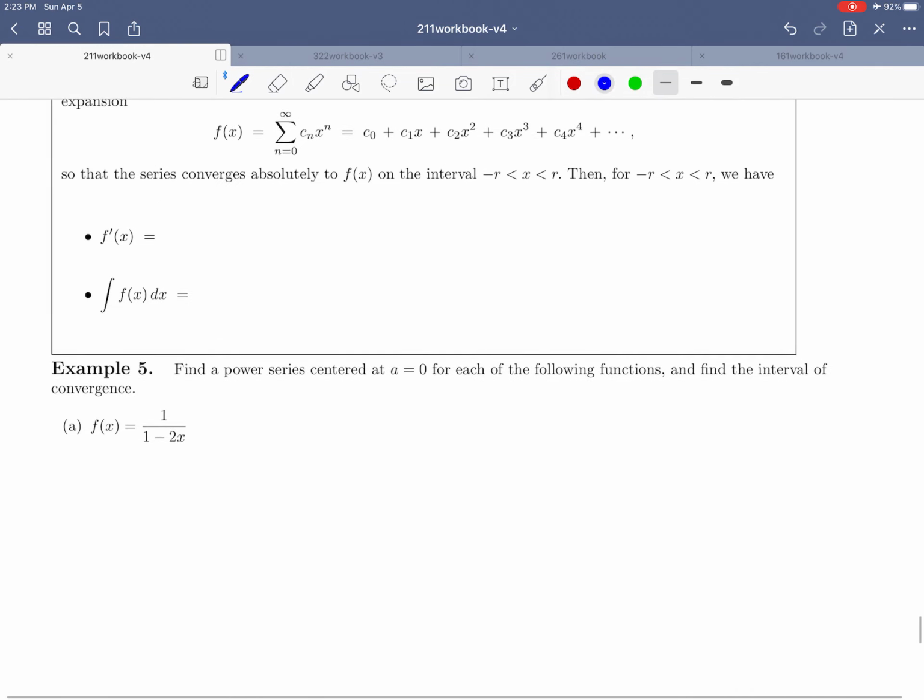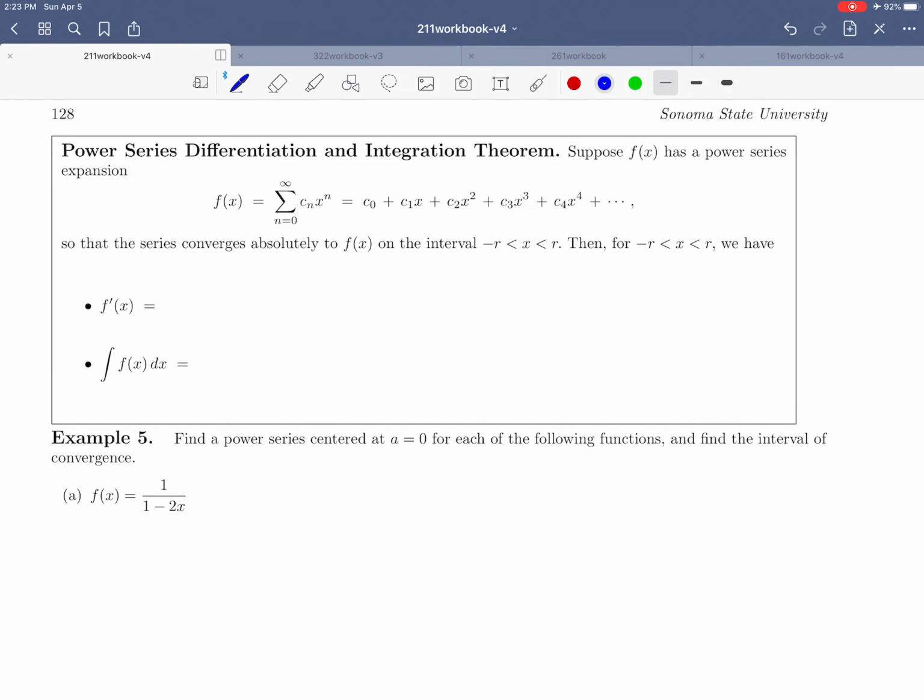And so we have a theorem that allows us to do this and summarizes what we can do. This is the power series differentiation and integration theorem. If we have a function f of x that has a power series expansion given right here, our normal power series, n goes from 0 to infinity, cn x to the n, so c0, c1x, c2x squared, and so on. If we know that series converges absolutely for f of x on the interval of convergence, so x between minus r and r, then on that same interval we can take derivatives and we can find antiderivatives, so that we can integrate.